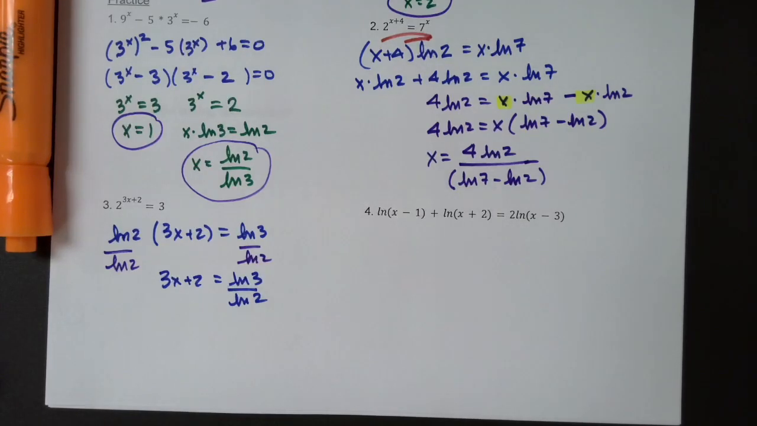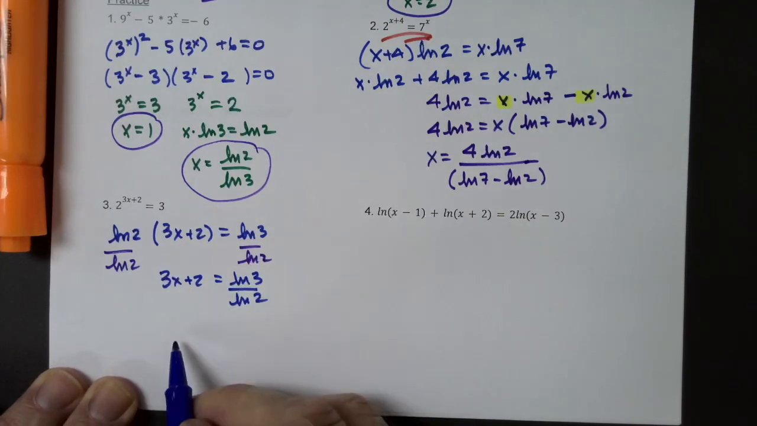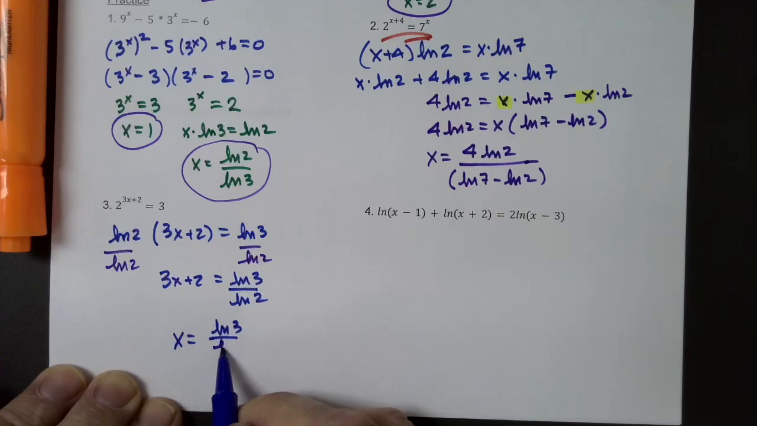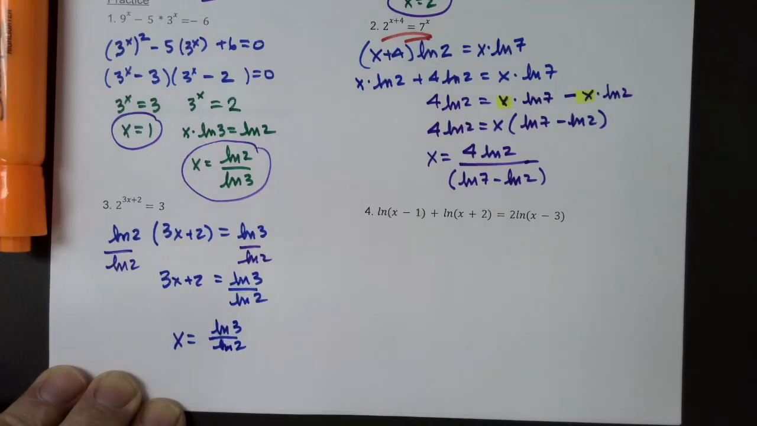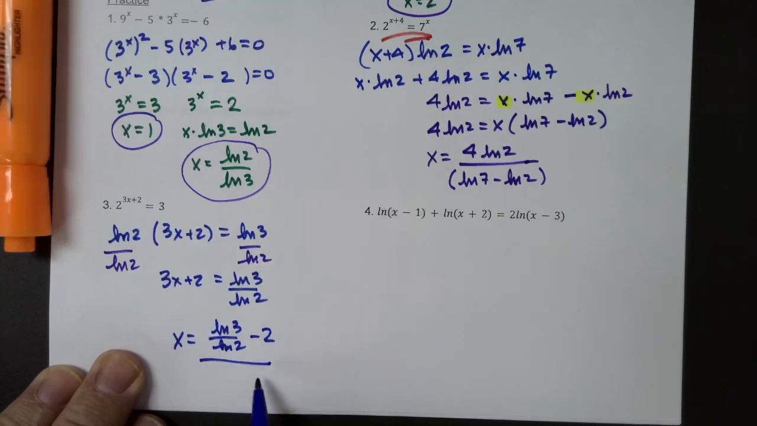Couple quick algebra steps of subtracting 2 and dividing by 3. We can probably jump to x equals, remember the natural log of 3 divided by natural log of 2 doesn't simplify, and we're subtracting 2 from that before we divide by 3.